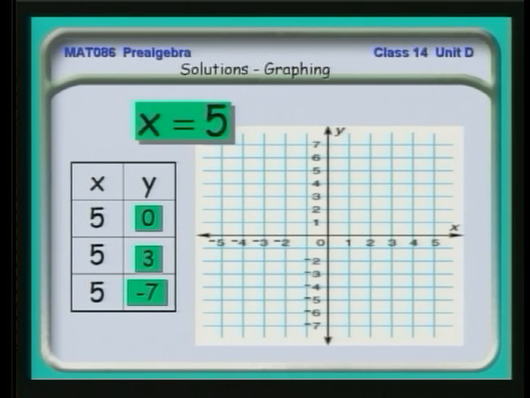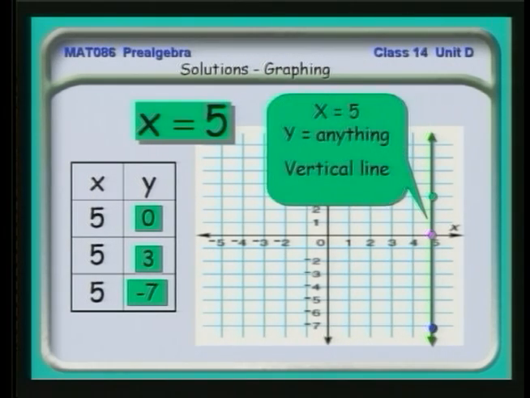What's this equation going to look like? There is 5, 0. There is x equal to 5, y equal to 3, and here is x equal to 5, y equal to minus 7. What sort of a line will that be? When you have the equation x equals something, since y can be anything, the equation x equals 5 generates a vertical line. And if x equals minus 4, it would still generate a vertical line, except that line would go through x equals minus 4.